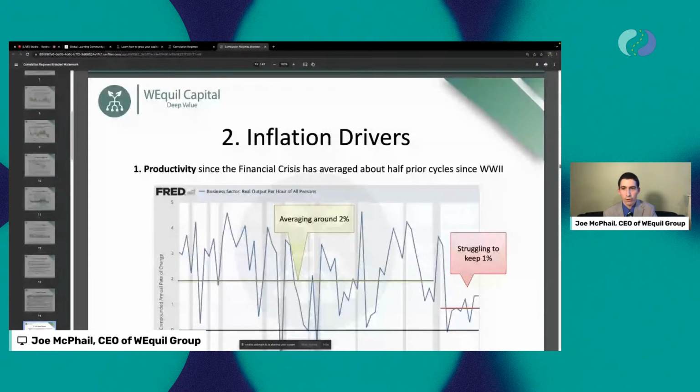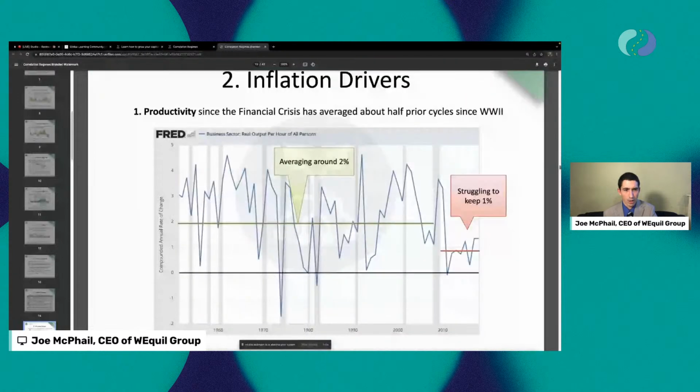So inflation drivers, so productivity. Productivity has actually been lower basically since the financial crisis. For quite some time, productivity growth was around 2%. Before the pandemic, there was a lot of discussion amongst top economists about why it seemed like productivity was sluggish.